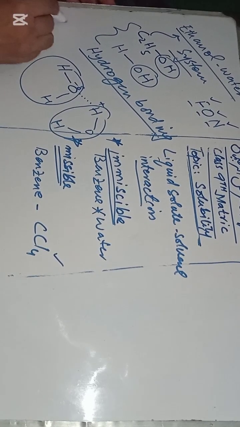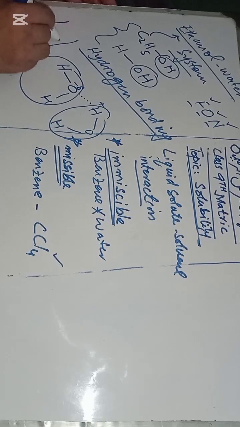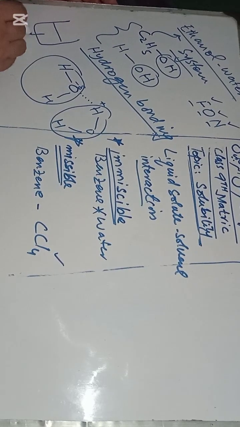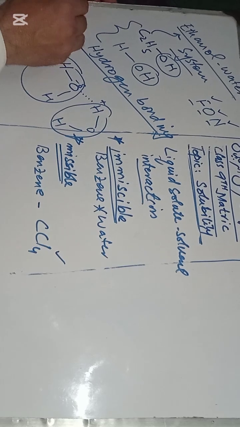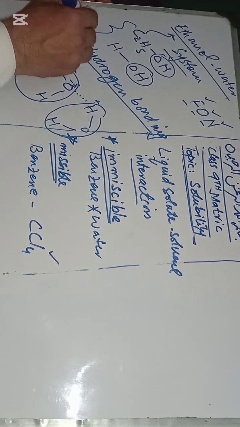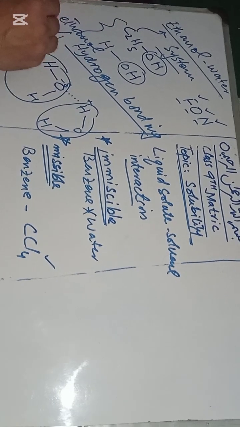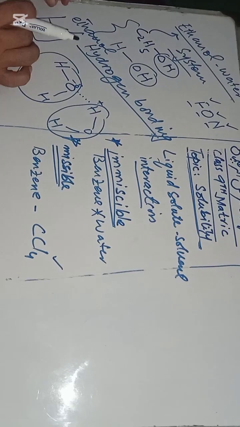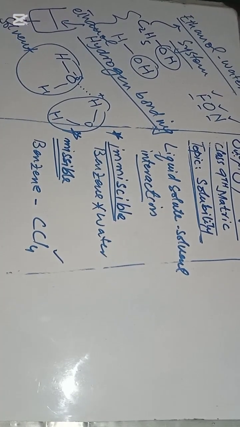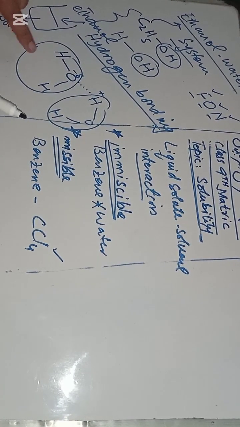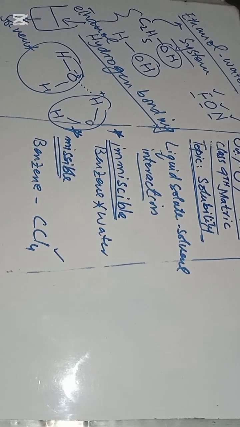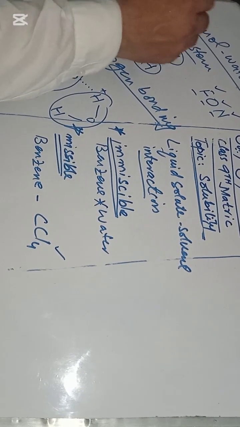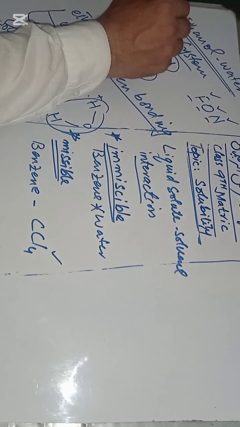So when you have a water solvent, clear, and you are dissolving ethanol in it, they will be completely miscible in each other because of one thing in common, which is hydrogen bonding. Clear? So this is ethanol. This is also called the ethanol water system.